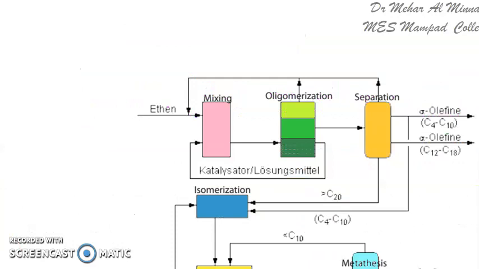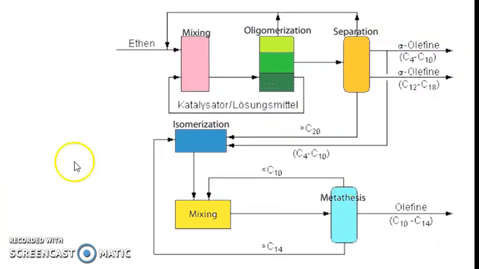Now this is the scheme of the whole SHOP process. See here, you introduce ethene to this chamber, and then oligomerization happens. If any more ethene is present, it is taken back and again mixed with the catalyst. During oligomerization, we get olefins of different chain length. That's why we have 3 different shades over here. Then in this chamber the separation happens, and if ethene is there, it is again taken back here and mixed, and again taken for oligomerization.